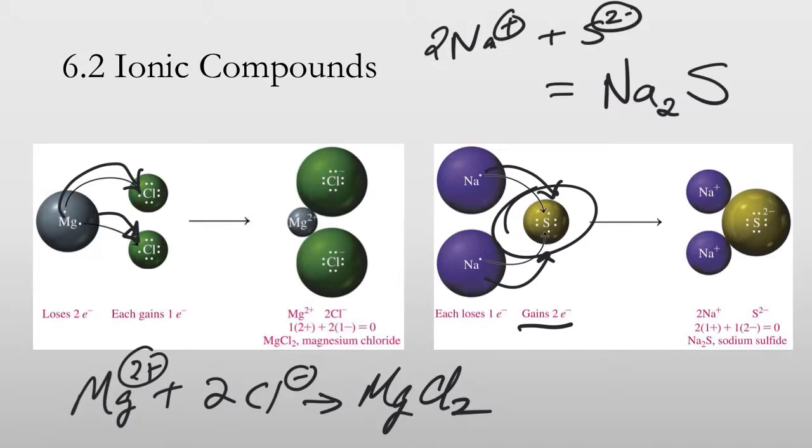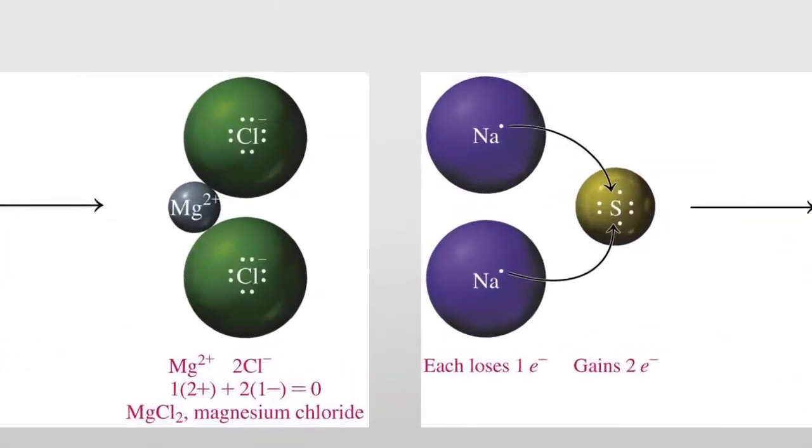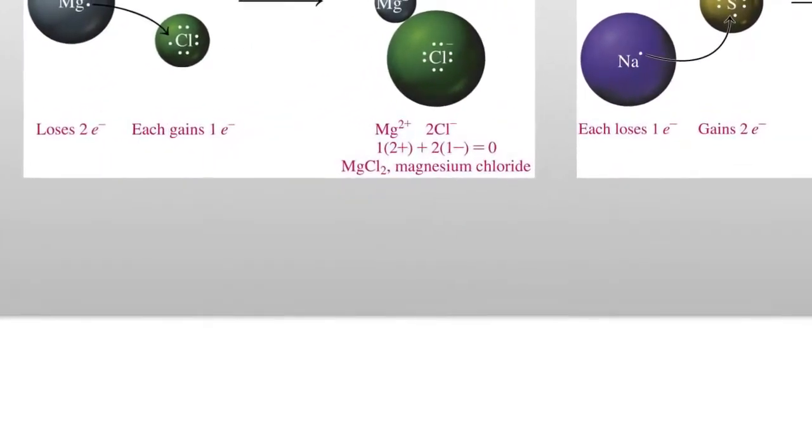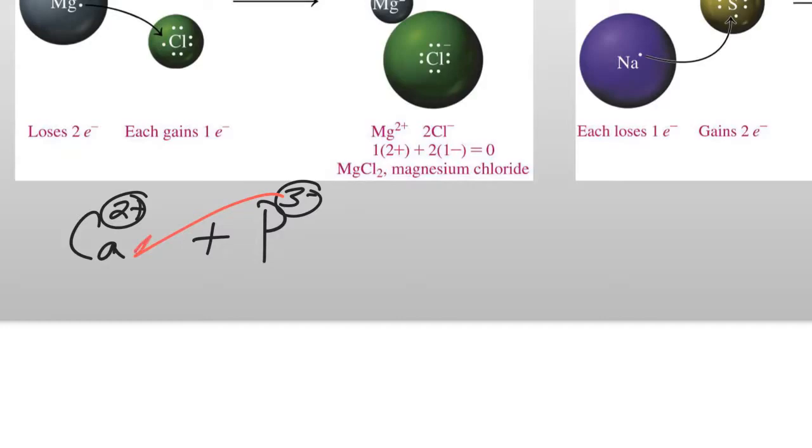So for example, if I give you the elements calcium reacting with phosphorus, which would make calcium phosphide. You look at the table, you find calcium always has a 2+ charge, phosphorus always has a 3- charge. All you need to do is take those numbers and crisscross them.